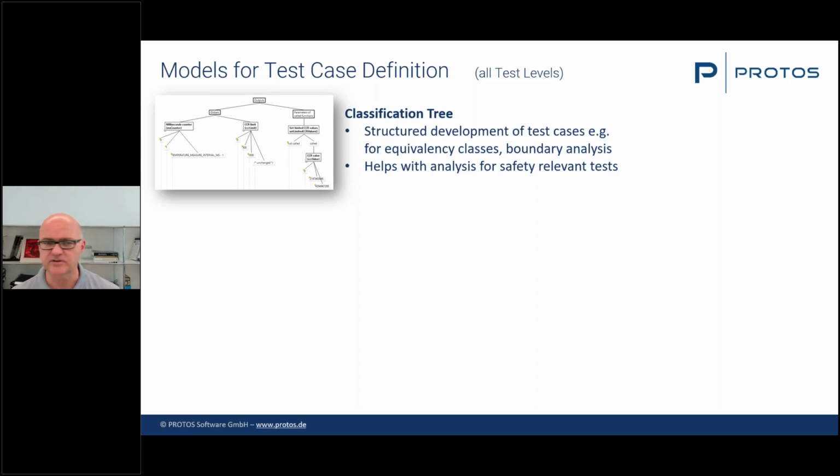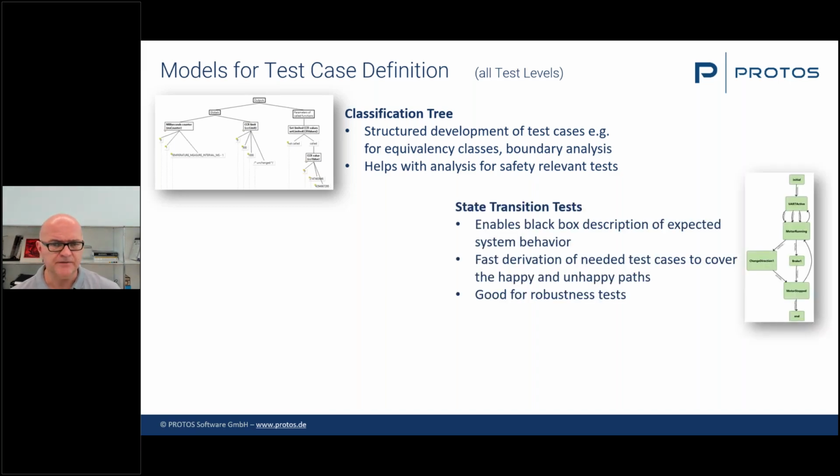A typical example would be the unit test tool TESSY, which has a classification tree editor. And it really helps also with the analysis for safety relevant tests. Very nice method. Another typical example for test case definition are state transition tests. It's a method also taught in the certified tester trainings. It enables you a black box description of expected system behavior. And by using a code generator, you can very fast derive the needed test cases to cover the happy and the unhappy paths in your system.